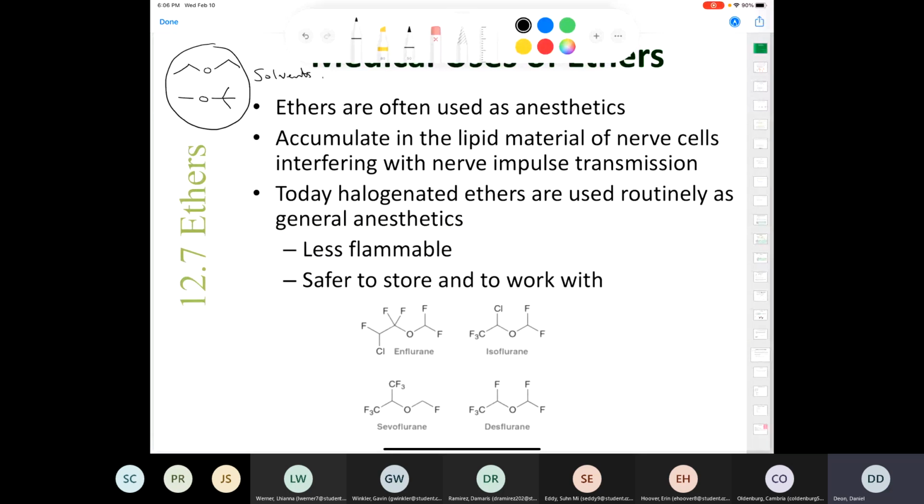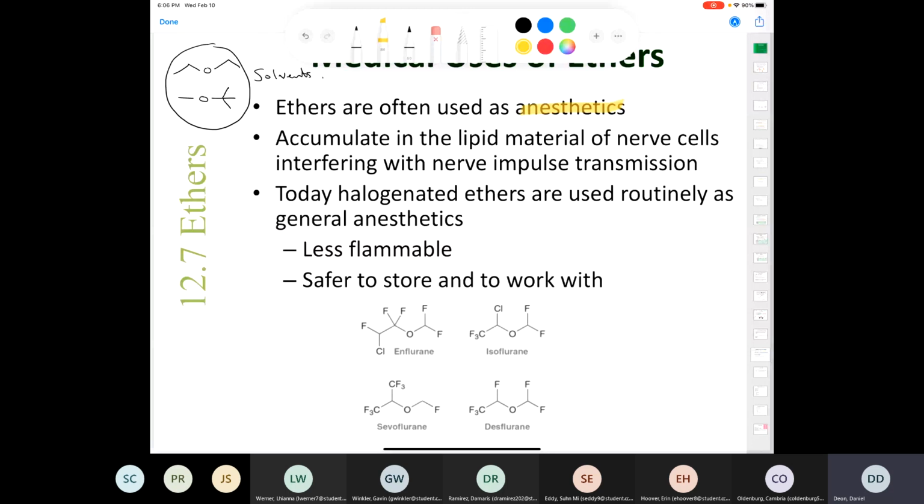But there are other uses for ethers. In fact, ethers are often used as anesthetics. So if you've ever been anesthetized before, you might have been exposed to some ethers. You've probably even heard of diethyl ether being used as an anesthetic a long time ago, like over 100 years ago. You can see what the problems would be. First of all, diethyl ether is highly flammable, so that's not good. Also, it had nasty side effects. So people would get very sick after they used diethyl ether as an anesthetic.